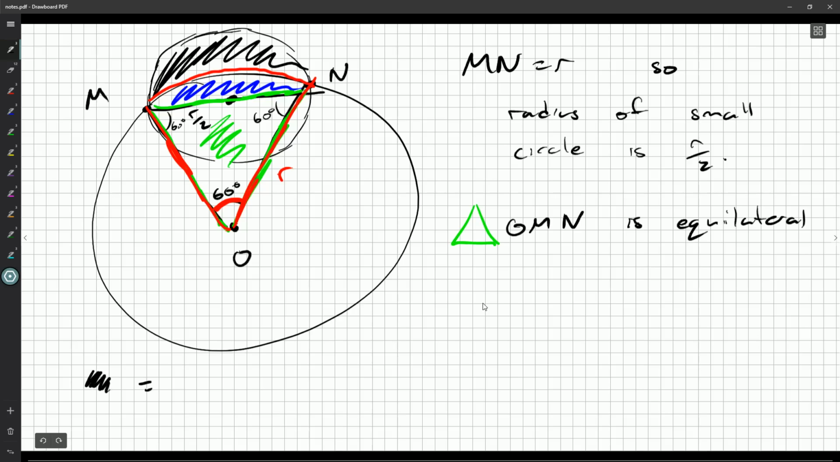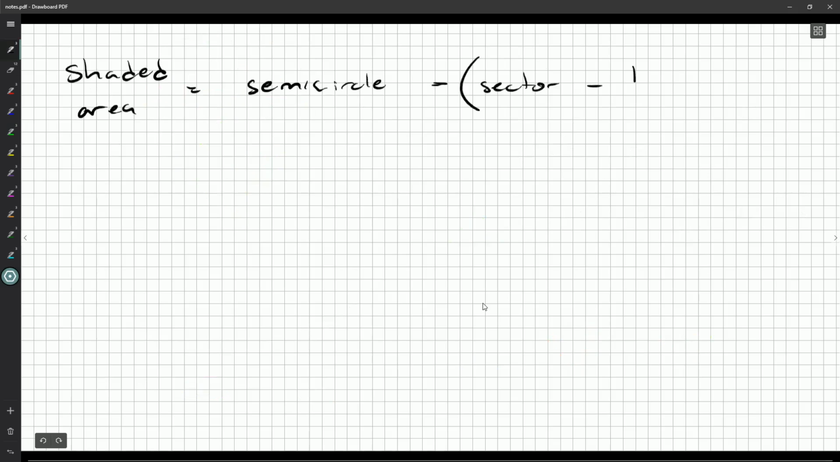I'm going to say the shaded area is the pink semicircle minus the blue shape. Okay, and we can also see the blue shape is equal to the red sector of the circle minus the green equilateral triangle. Okay, so this gives me a plan. So my shaded area is the semicircle minus the sector minus the triangle.